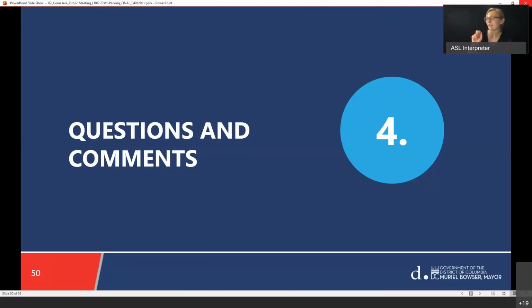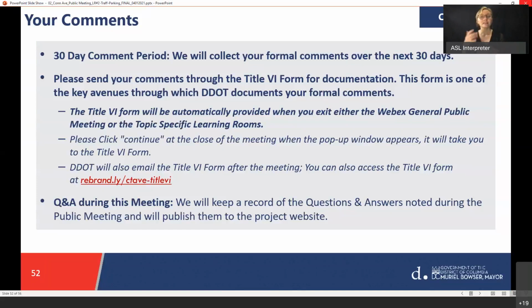We're now going to start our closing. And again, I apologize for the repetition for those that were in our previous learning room and on Monday, but here it goes. We will collect your formal comments over the next 30 days. Please send your comments through the Title VI form for documentation. The form is one of the key avenues through which DDOT documents your formal comments. The Title VI form will be automatically provided when you exit either the WebEx general public meeting or the topic-specific learning rooms. Please click continue at the close of the meeting.